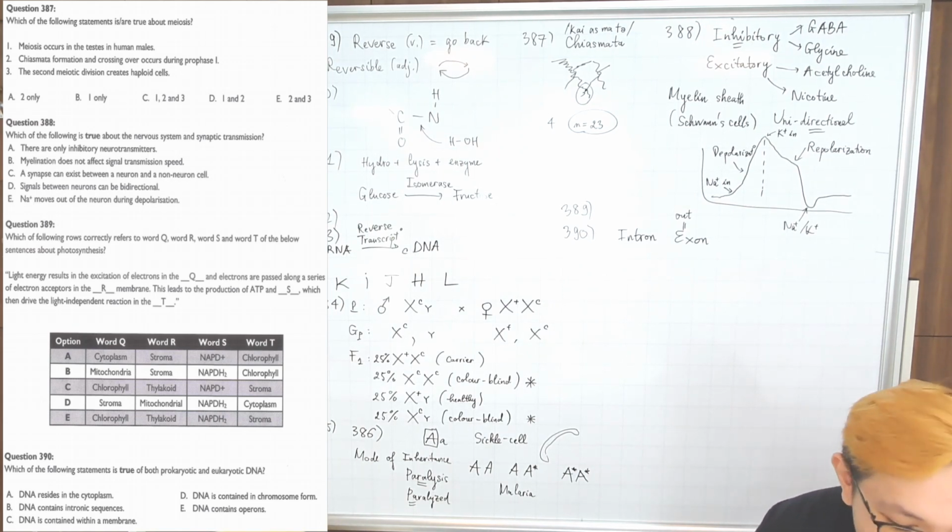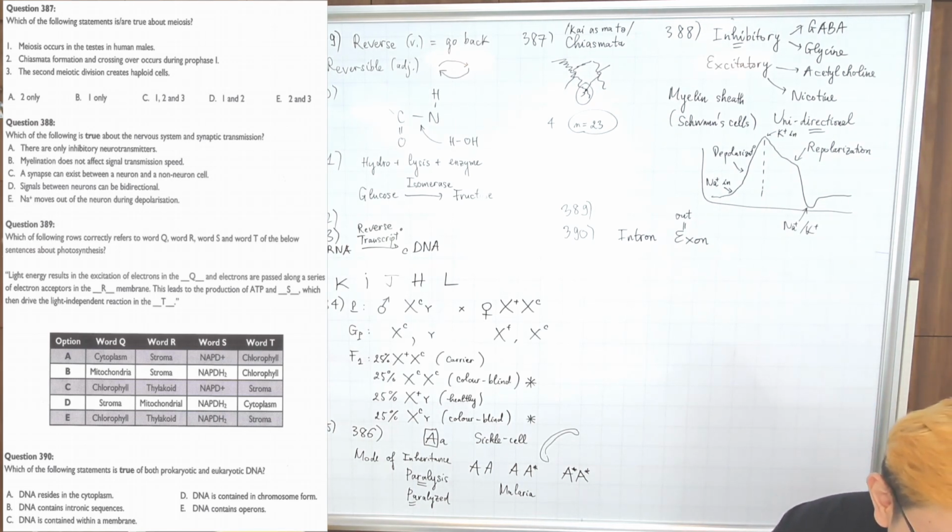Okay, fine. They contain within a membrane. Yes, both prokaryotic cells and eukaryotic cells have a membrane. True. Okay, fine.